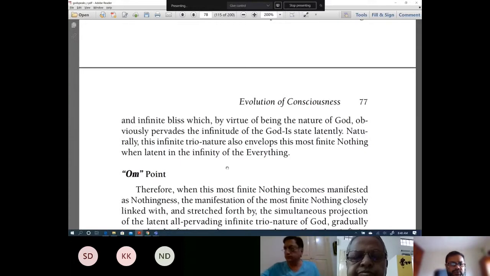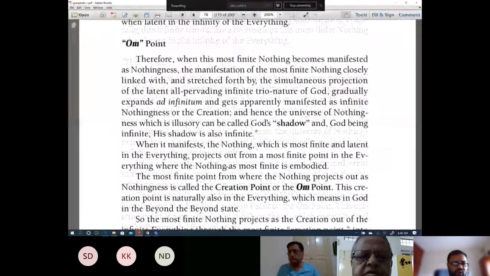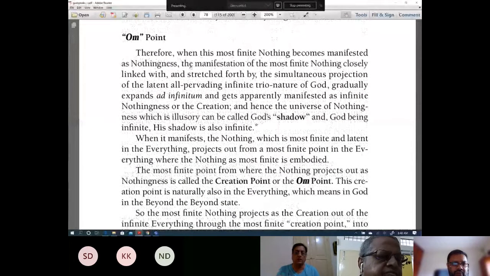Okay. So I continue from the Om point. Therefore, when this most finite nothing becomes manifested as nothingness, the manifestation of the most finite nothing, closely linked with and stretched forth by the simultaneous projection of the latent, all pervading, infinite, trio nature of God, gradually expands ad infinitum and gets apparently manifested as infinite nothingness or the creation, and hence the universe of nothingness, which is illusory, can be called God's shadow.